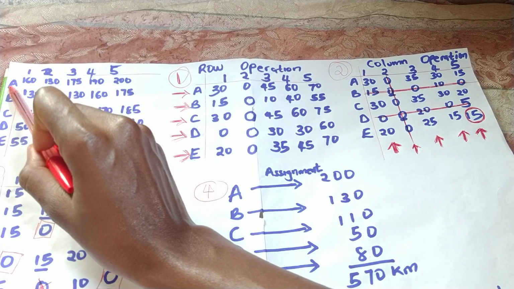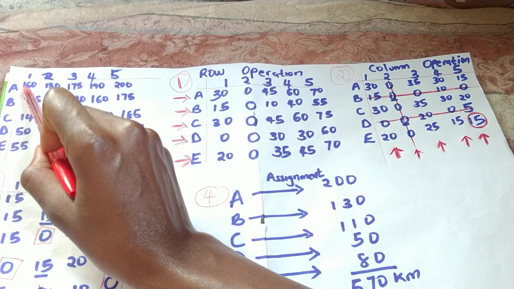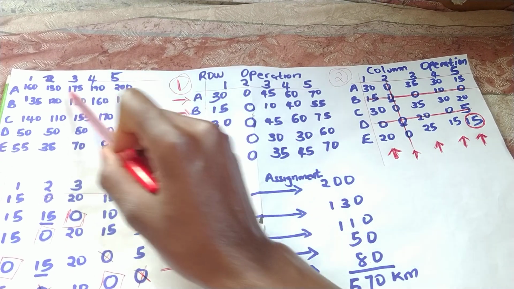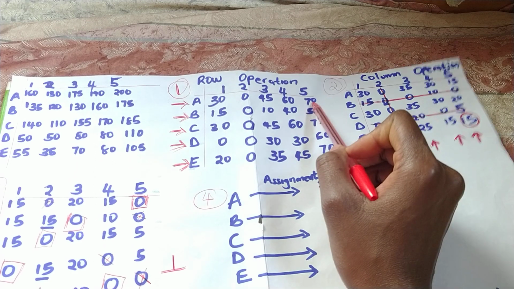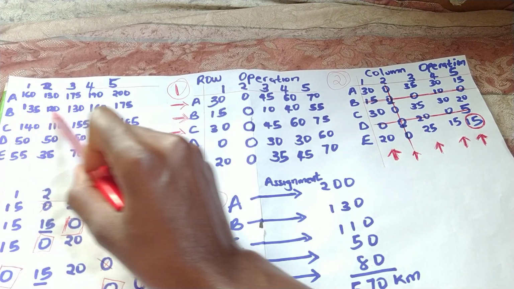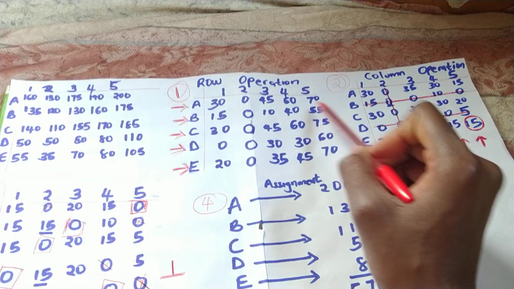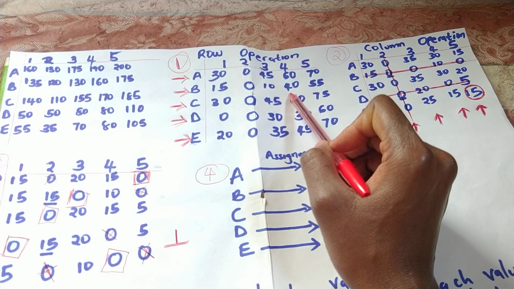each value by 130. So in row A, you will find 160 minus 130 is 30, 130 minus 130 is 0, and you'll do the same here to find this value. Then come to the next row, look for the least value, subtract from each, and you find these values.